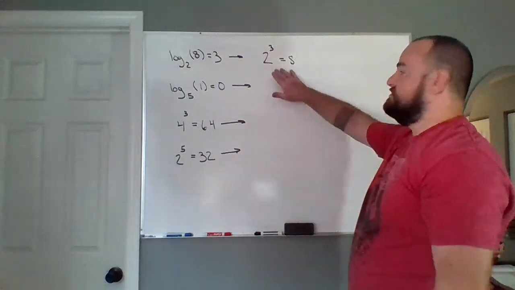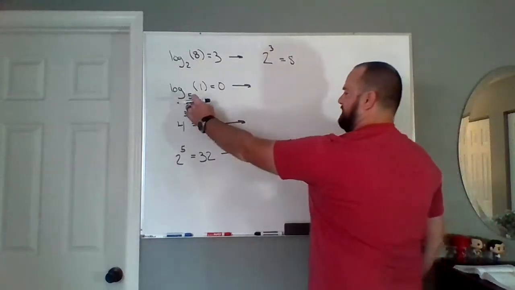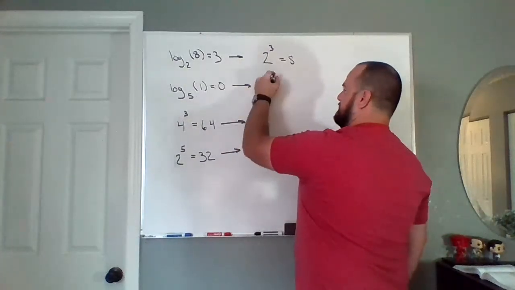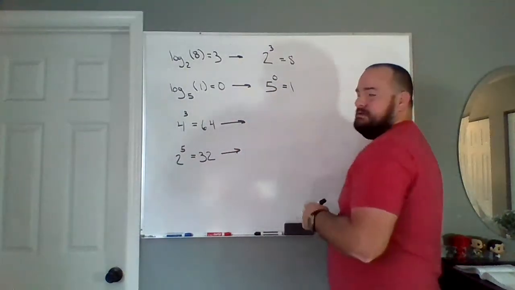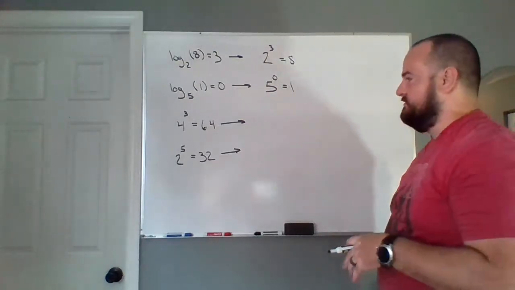And lo and behold, that's a true statement, right? 2 cubed does equal 8. Same thing here, our base is 5. That becomes the base of our exponential. The 0 is on the side without the base, so that comes over here. And anything to the 0 power is 1, right? That was one of our exponent rules, really nice and useful.